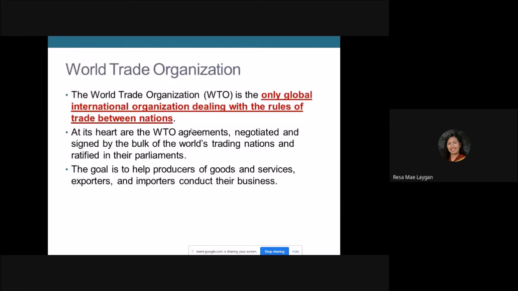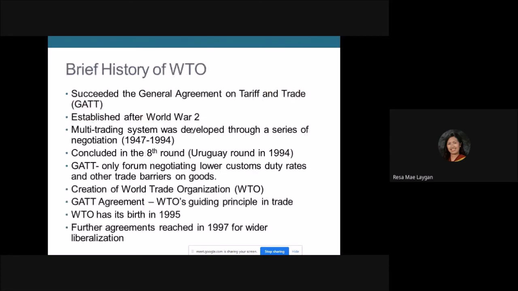Then we have here the World Trade Organization. This is the only global international organization dealing with the rules of trade between nations. This is actually the heart: the agreements among its members, negotiated and signed by the bulk of the world's trading nations and ratified in their parliaments. The goal of the WTO is to help producers of goods and services, as well as exporters and importers, conduct their businesses. So just a brief history of the WTO.